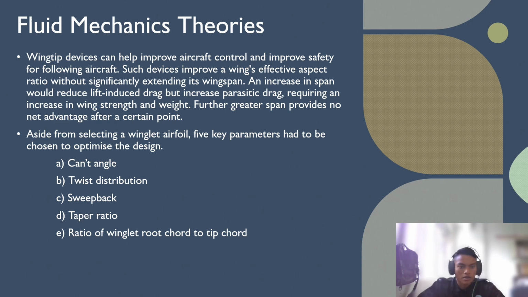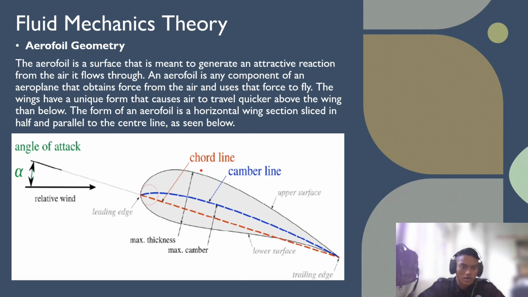Aside from selecting a winglet airfoil, 5 key parameters had to be chosen to optimize the design. First, cant angle. Second, twist distribution. Sweep back, taper ratio, the ratio of winglet root chord to tip chord. Here is the aerofoil geometry.